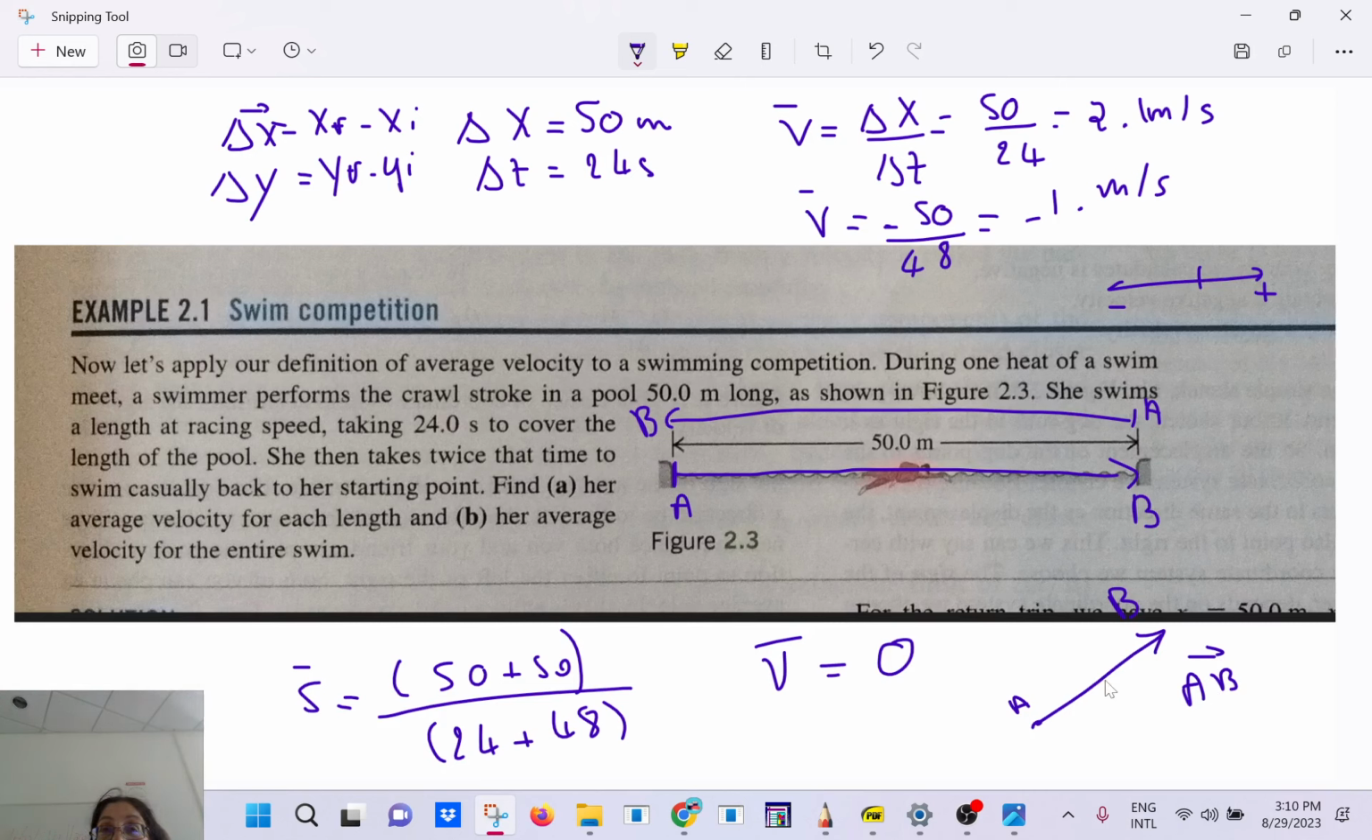So to find the average velocity for the entire swim, it would be delta x over t. So it's going to be the total displacement over time. Final position is zero. So you have your number line here, x. That's your zero. So final position is zero minus initial position is zero, over the total time, 24 plus 48. So that's going to be zero.